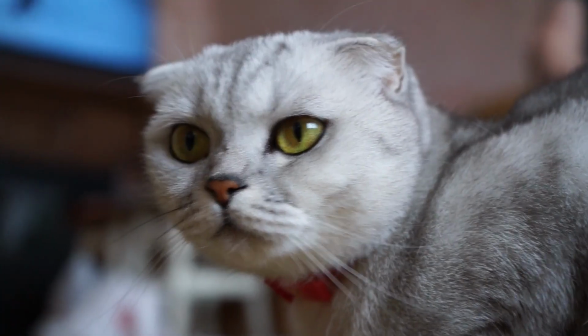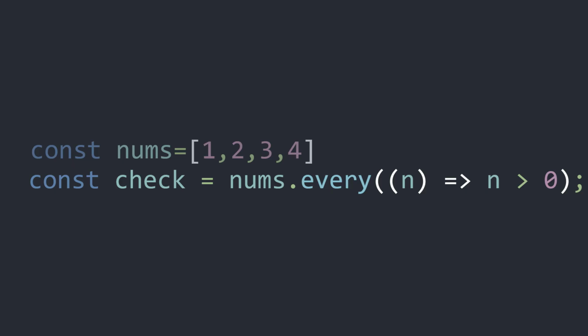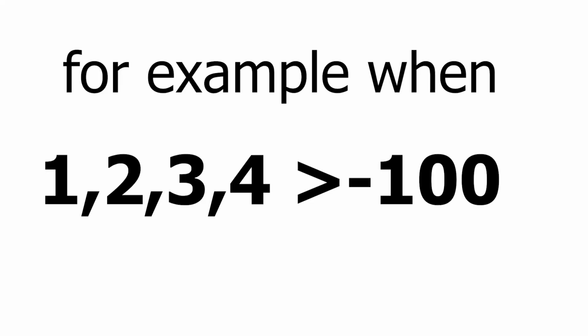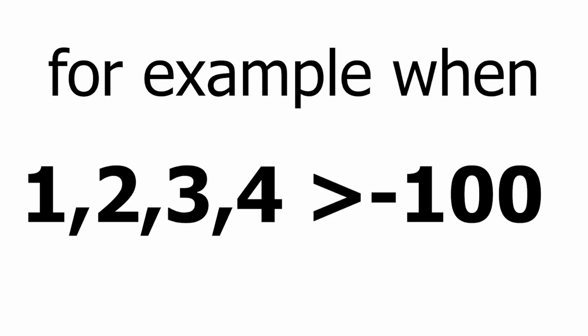The every method looks harmless, but this method runs a test function on each item. It returns true only if every item passes.